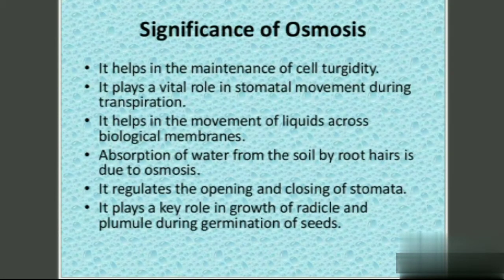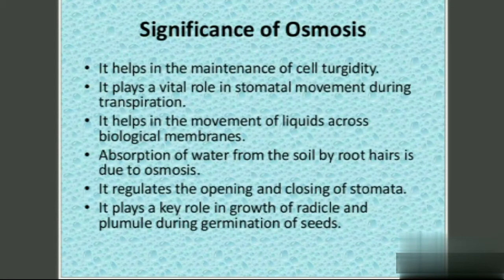This is from the soil. The root hair will absorb water because of osmosis. Why osmosis? Because there is a concentration difference between the root hair and the soil. It regulates the opening and closing of stomata; in the closing and opening of the stomata, osmosis plays a major role. It also plays a key role in the growth of radicle and plumule during the germination of seed.